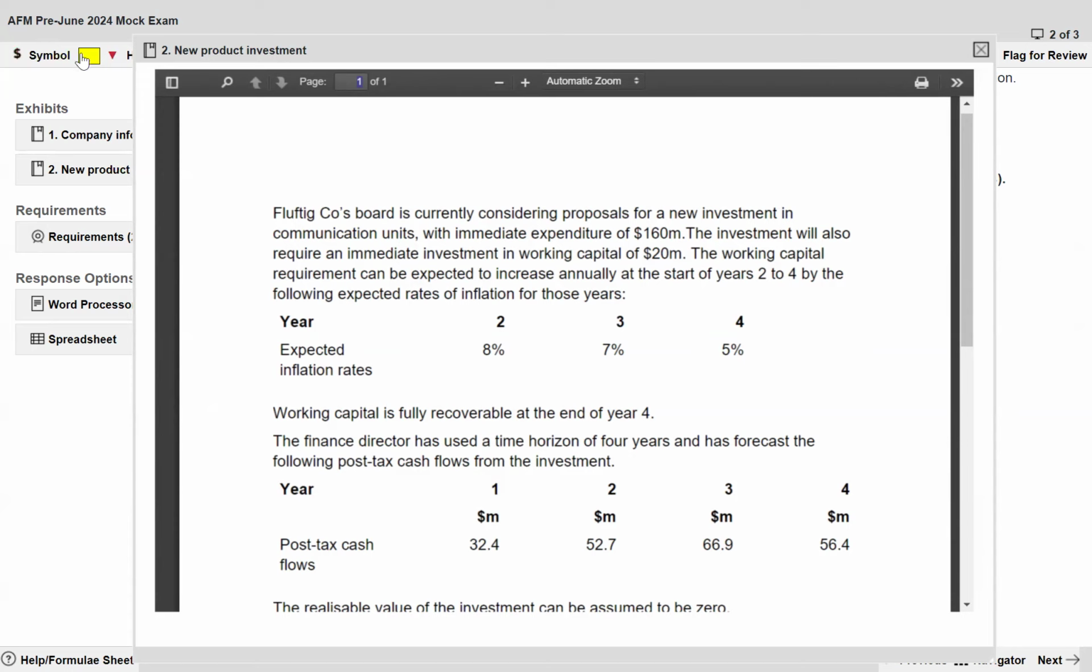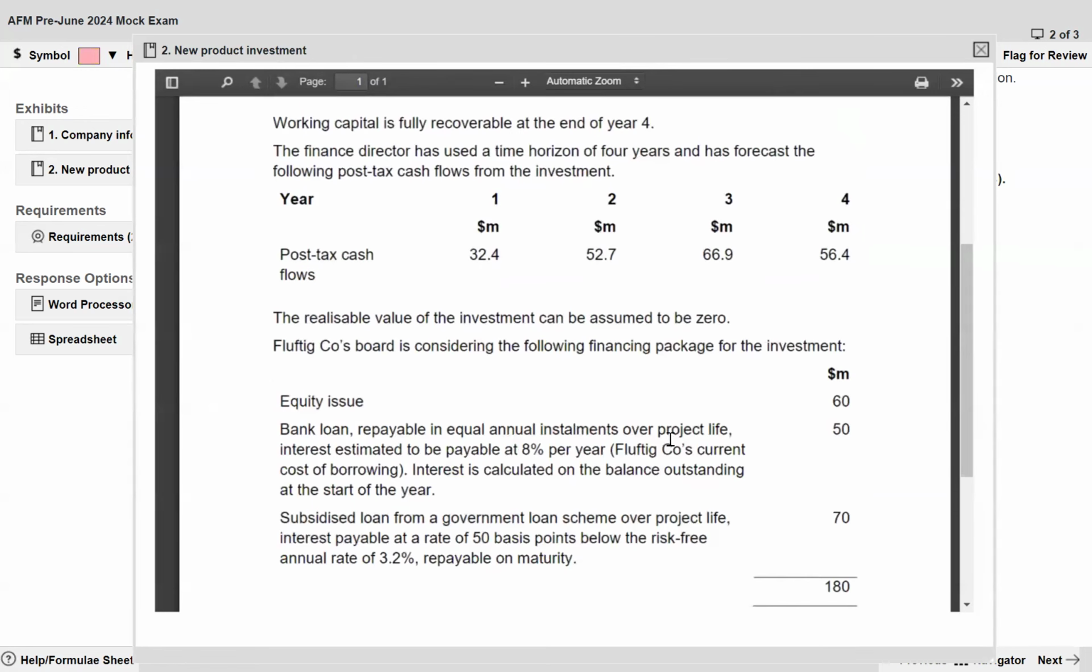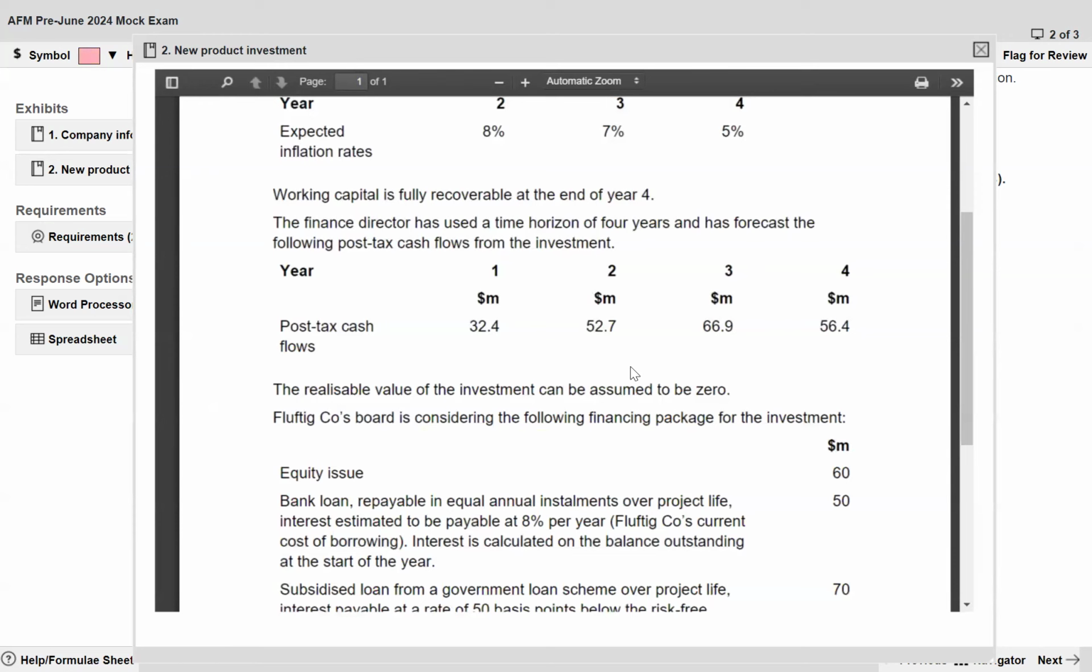So, if we are to note what is important here: expenditure immediately, 160 million, then working capital of 20 million, immediate, but it will grow from year 2 to 4, at the start of year 2, which means the end of year 1. So don't make that mistake of starting in year 2. At the start of year 2 to 4, and this is how it's going to increase. And it will be fully recovered after the end of year 4.